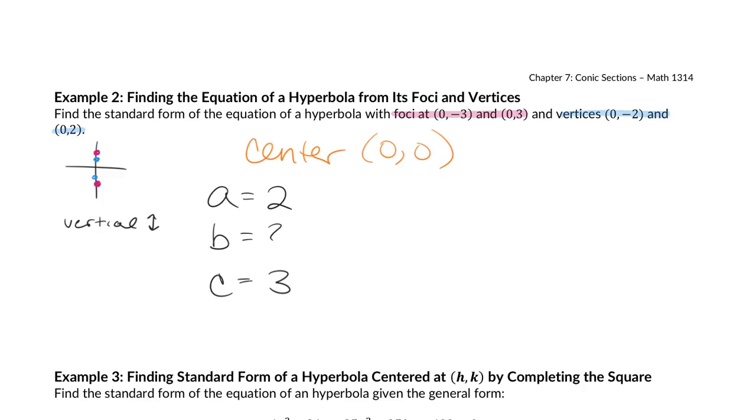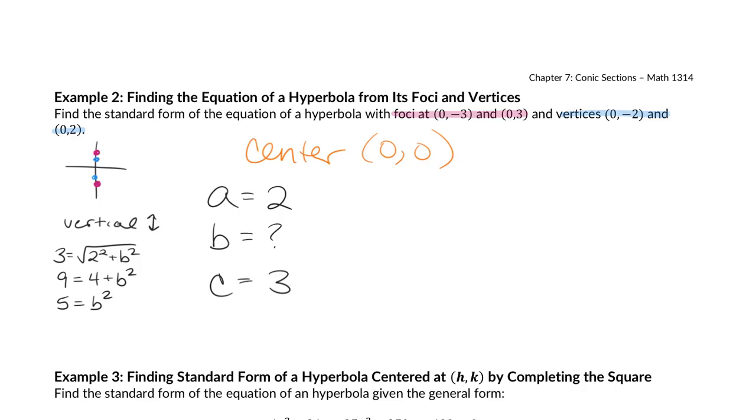But how can we find b? What's the relationship between a, b, and c for a hyperbola? It's everybody's favorite geometrical theorem. It's the Pythagorean theorem. 3 equals the square root of 2 squared plus b squared. So if I square both sides, I get 9 equal to 4 plus b squared. Subtract 4 from both sides, I get 5 equal to b squared.